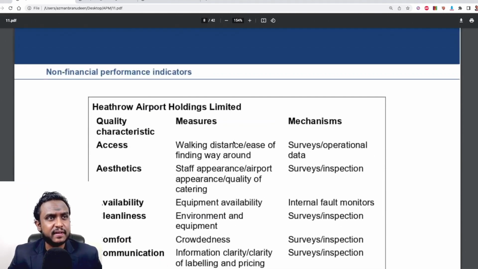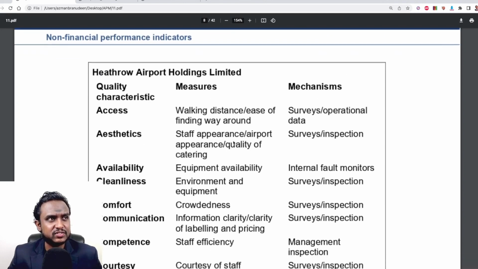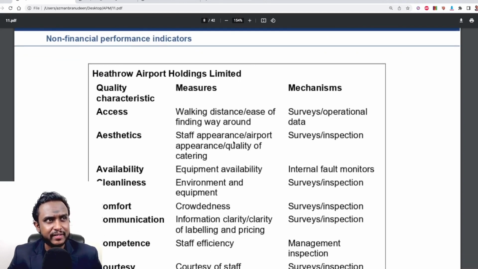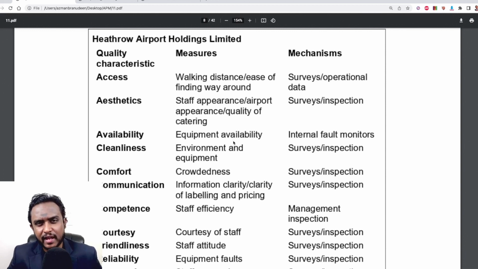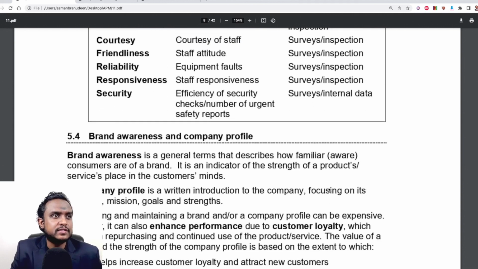So here you have a few examples and one illustration from the Heathrow International Airport Holdings Limited, showing what kind of measures are used to evaluate or analyze the certain quality characteristics that they have identified, and how exactly it is done. For example, if you take something like comfort, the crowdedness is the measure, and you can do surveys and you can do physical inspections. You can literally track the number of people, and in the airport, what areas get crowded the most, etc. So make sure that you go through that.